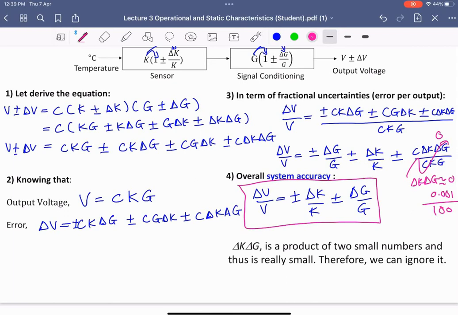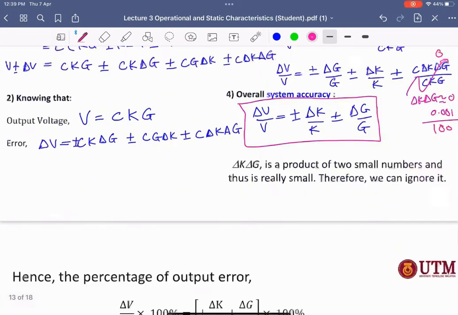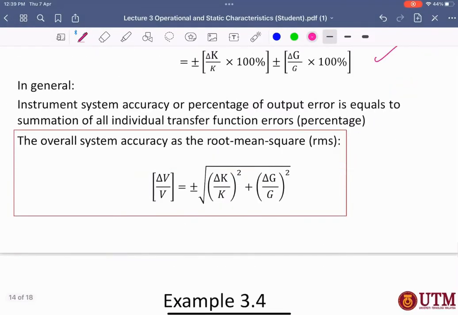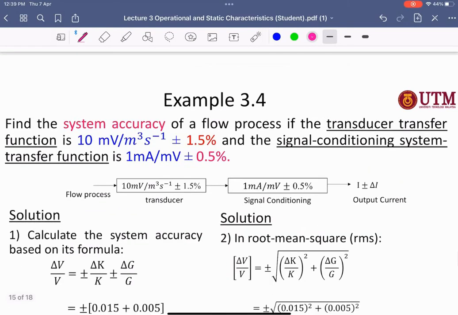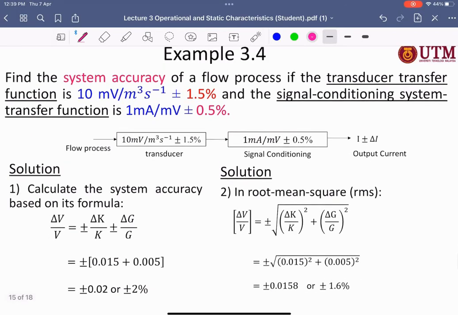Alright, good. So this is the accuracy of the instrumentation itself. In terms of percentage, you can multiply by 100. Then from this one, you can also find the RMS. And I don't want to go through the detail.